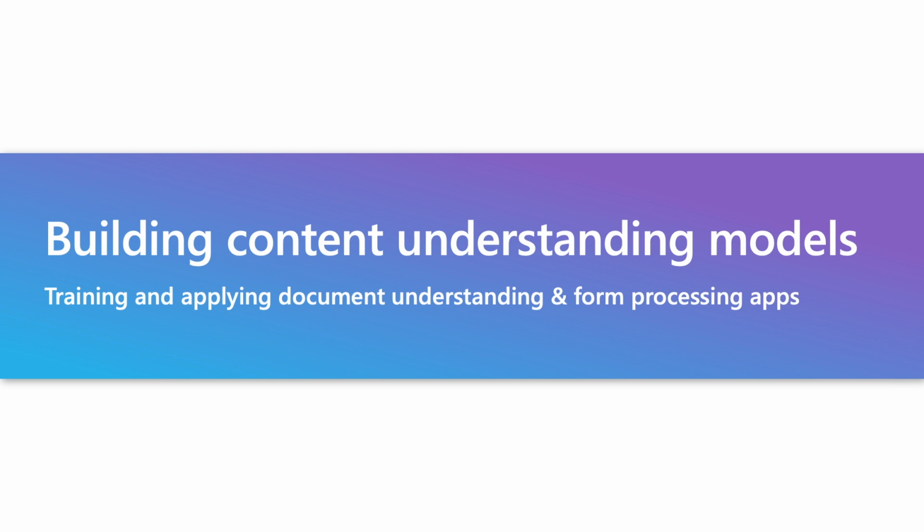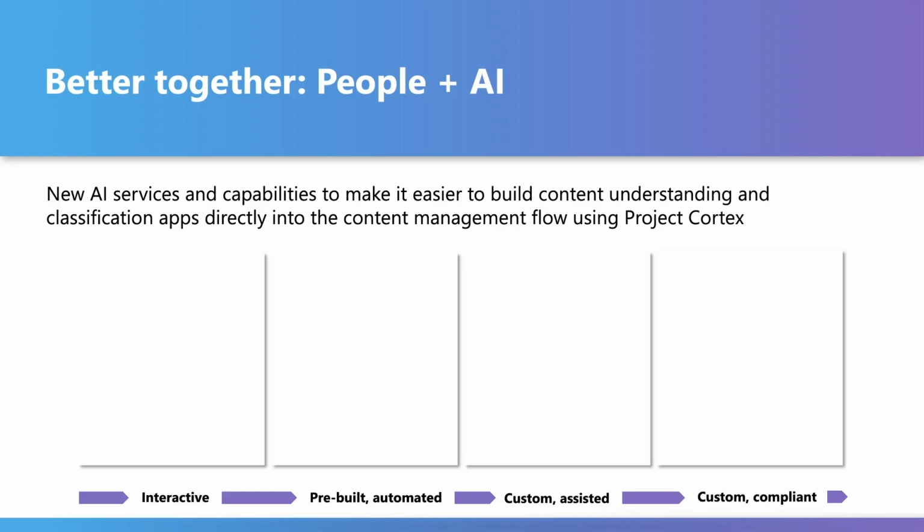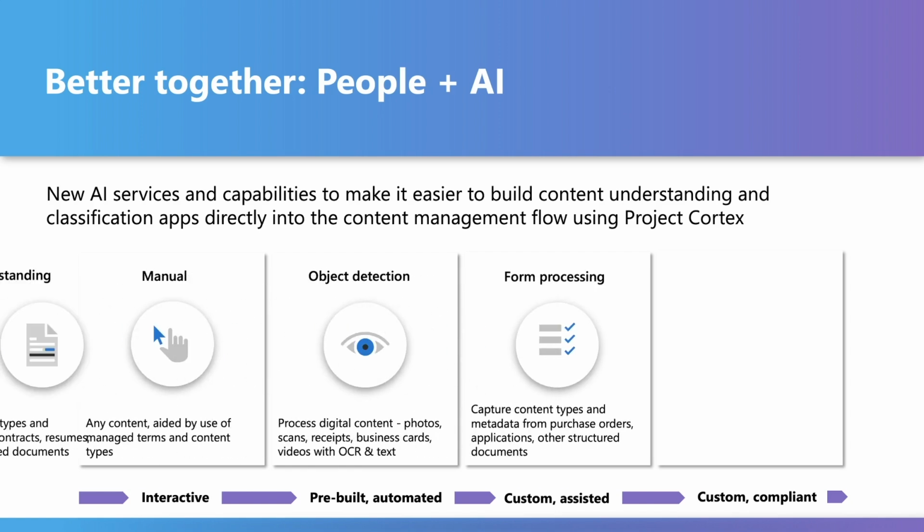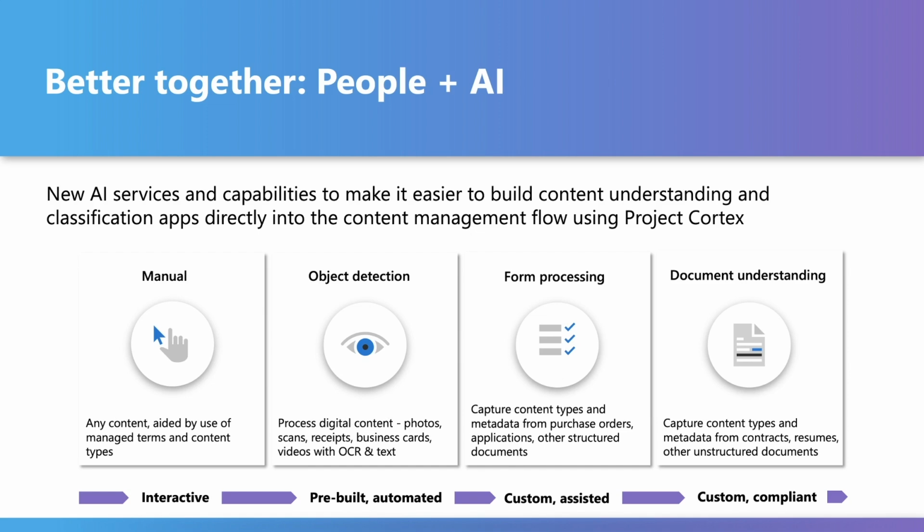So you saw how the models being applied to a library can start to aid in that automation, to aid in that governance, to aid in that business process automation. So let's take a little bit deeper look at what these models are. When we think of these new AI services and capabilities, it really is around making it easier to build this content understanding framework into your system using your content. We're all familiar with the ability to just manually construct and apply content types and apply metadata, but we also know how difficult it is to get people to do it and to do it consistently.